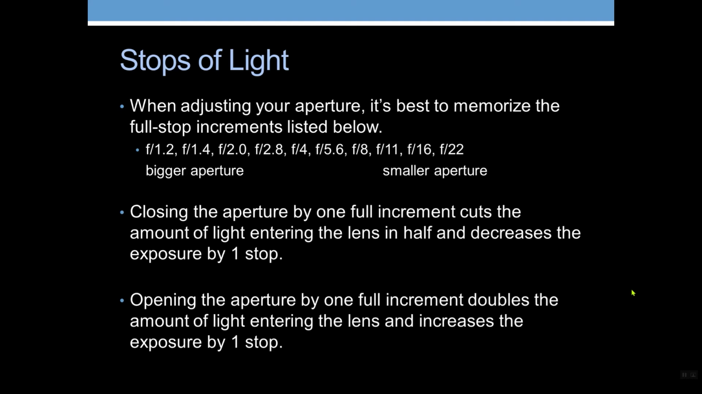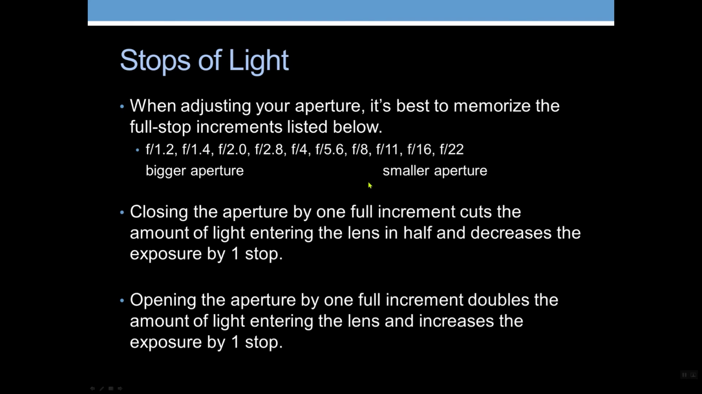And the reason for that, and if you're a math person, this is easy for you to understand. If you're not a math person, it might be a little bit of a challenge for you, and I understand. So what we're actually looking at is a fraction. So this F number, like here F22, this is actually F over 22. So the 22 is the denominator of this fraction. And if you understand fractions, you know that the larger the denominator, the smaller the overall value. So that's why this F22 is a small aperture and F2.8 is a big aperture. Okay, so when we have a small number as the denominator, the overall value is larger. So keep that in mind, but it's a good idea for you to memorize these full stop increments.